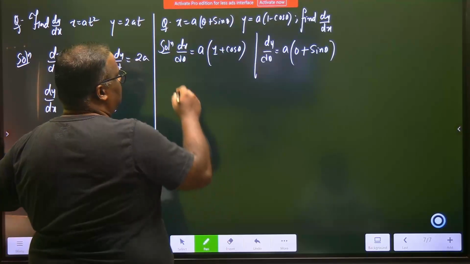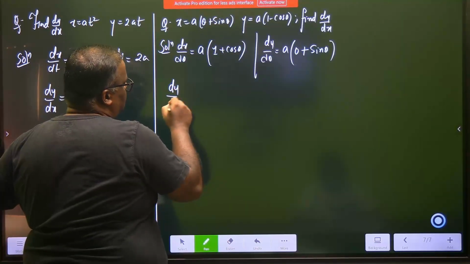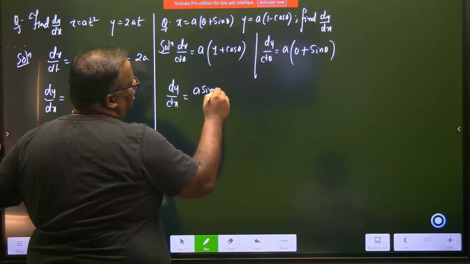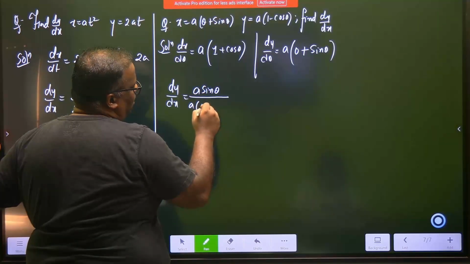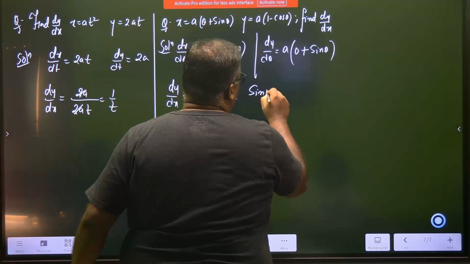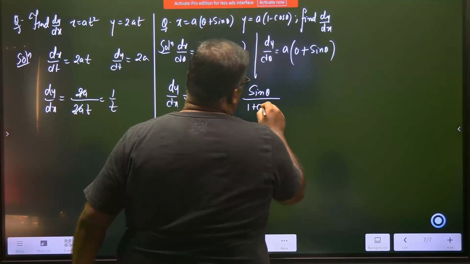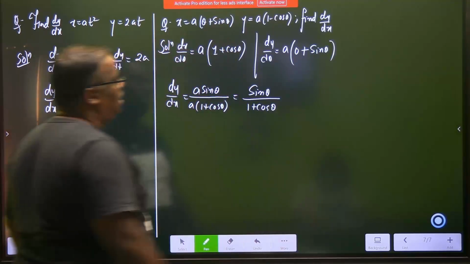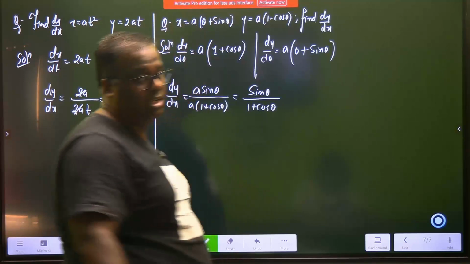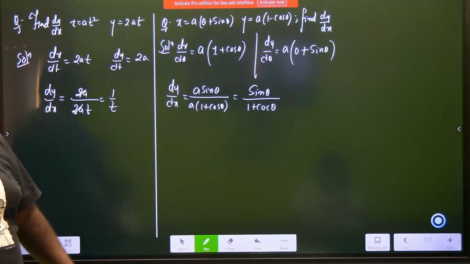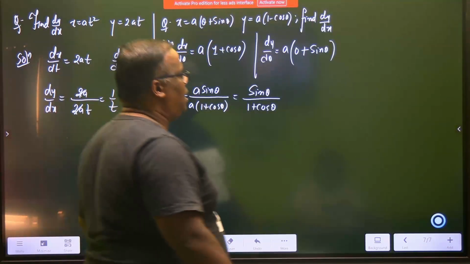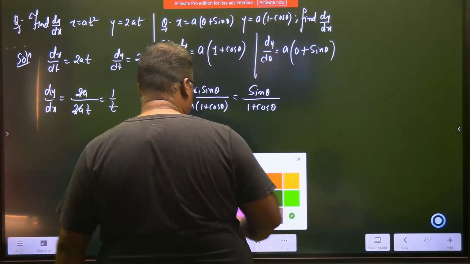Okay, now dy by dx. dy by dx is a sine theta divided by a into 1 plus cos theta, which is equal to sine theta by 1 plus cos theta. Okay, now you will say, sir, the answer is not tallying with the book. Let's make the answer tally with the book. Now here some trigonometric juggleries will be used. Is this much okay?